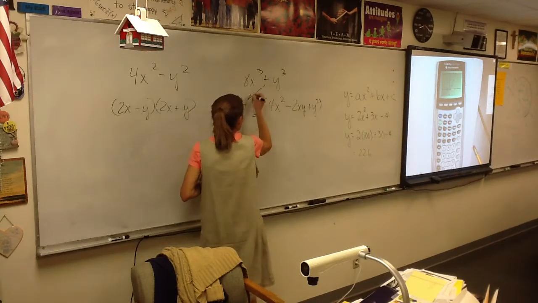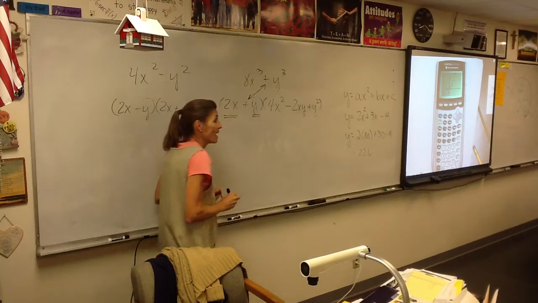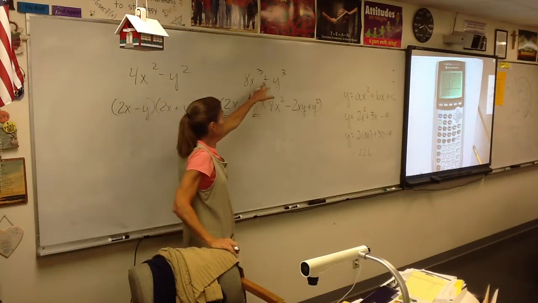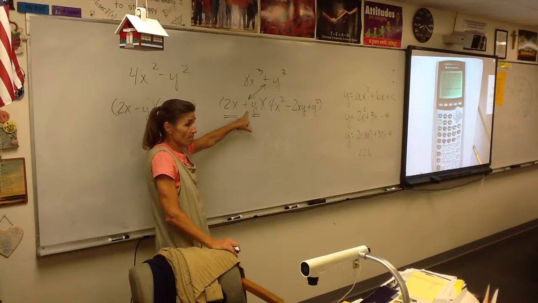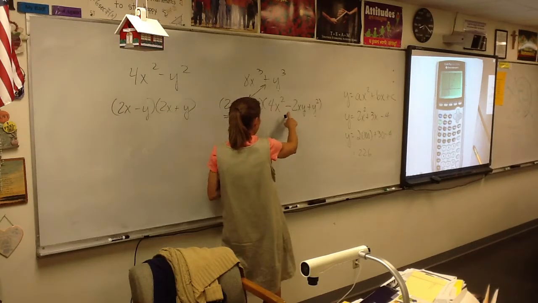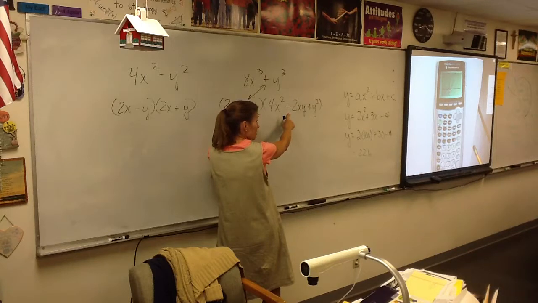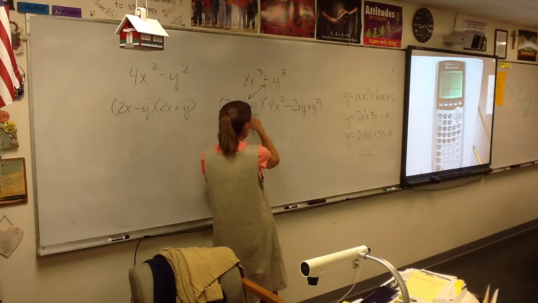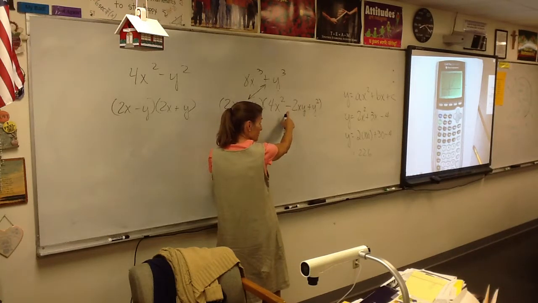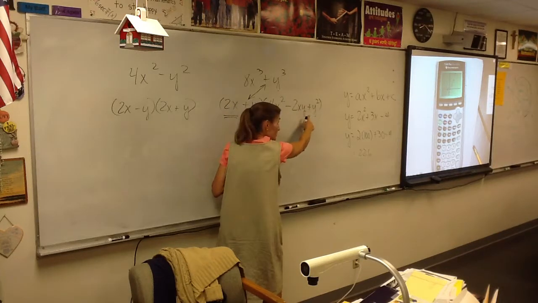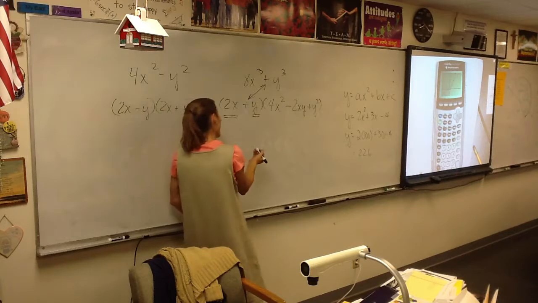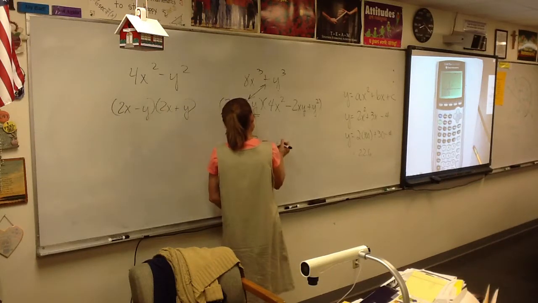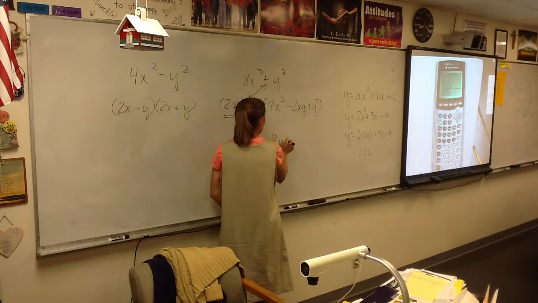Now, these signs will always match. So if this is a plus problem, that little parentheses will have a plus. This sign is always the opposite of this one. So if this had been a minus, that would be a plus. And that's always plus. This one never changes. It's always plus.